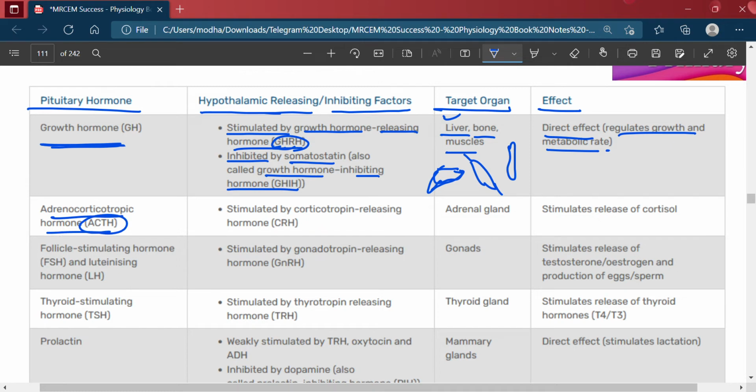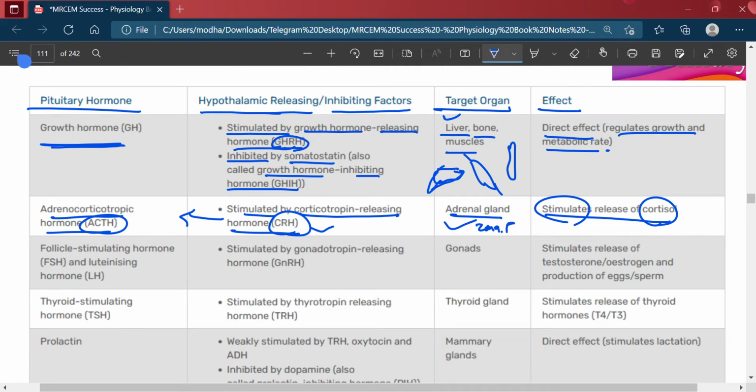So ACTH is stimulated by the corticotropin releasing hormone, CRH. The target organ will be the adrenal gland, and it stimulates the release of cortisol. As we all know, the corticotropin releasing hormone will stimulate the release of the ACTH, and ACTH will increase the stimulation of the cortisol from the adrenal gland in the zona fasciculata.